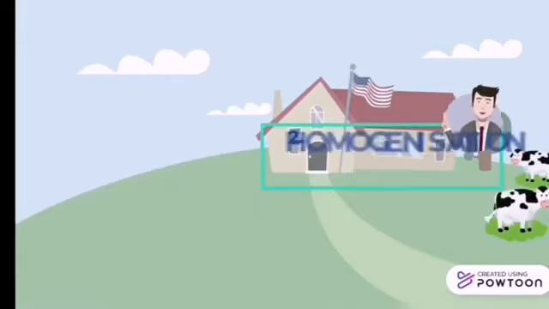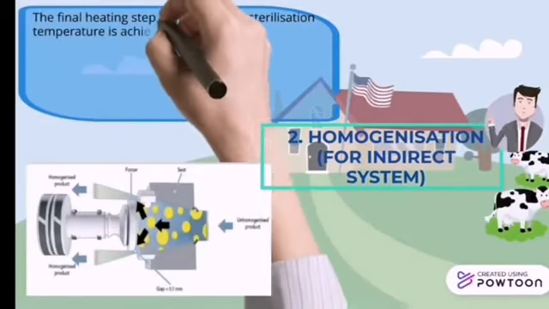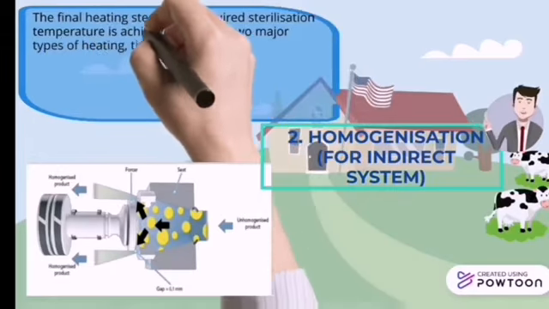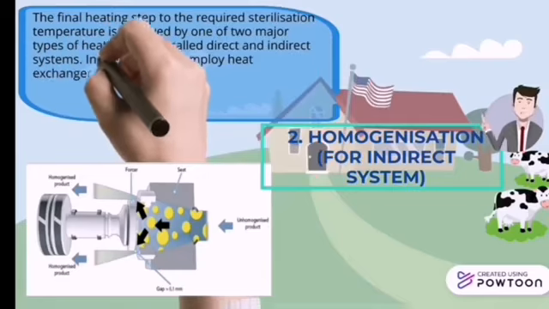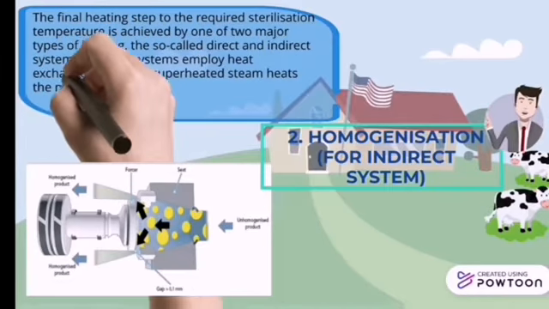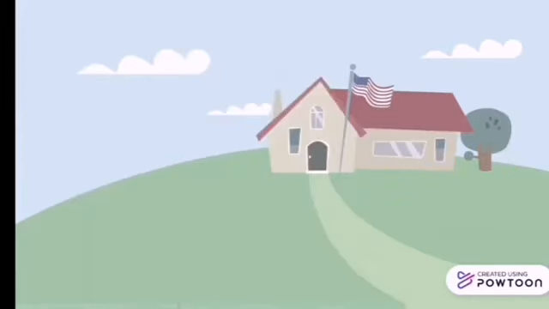Secondly, homogenization for indirect systems. The final heating step to the required sterilization temperature is achieved by one of two major types of heating, the so-called direct and indirect systems. Indirect systems employ heat exchangers in which superheated steams heat the milk indirectly through a stainless steel barrier in the form of either a tube or a plate.